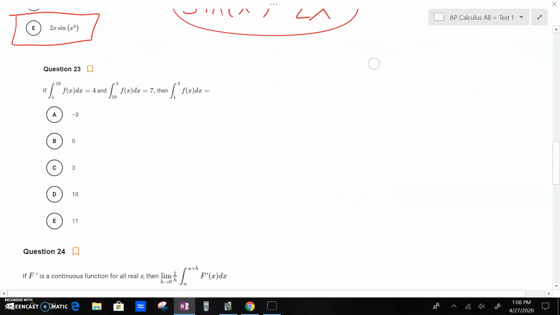Question 23 is also looking at areas. So we're saying from 1 to 10, the area under f is 4. From 10 to 3, the area is 7. That is tricky because they reverse the bounds. Those tricky AP people. So let's see. Just for fun, I'm going to reverse them back. So 3 to 10.